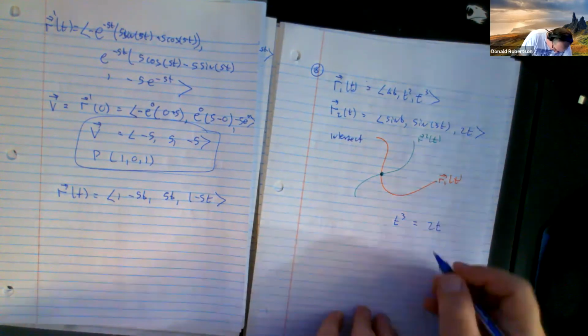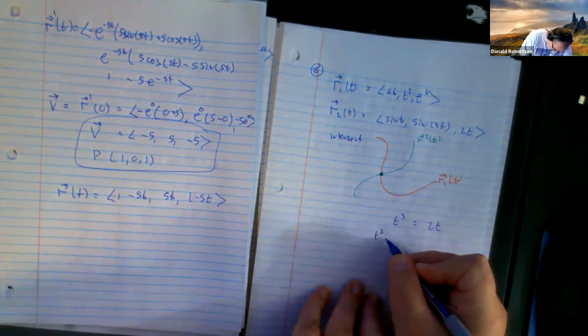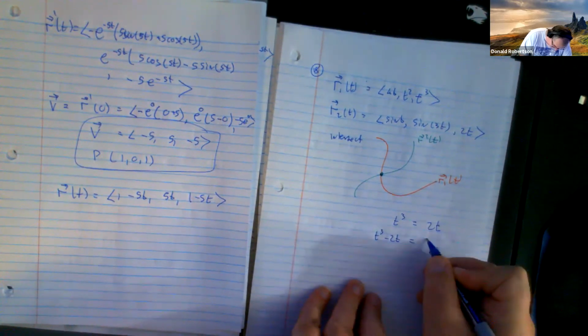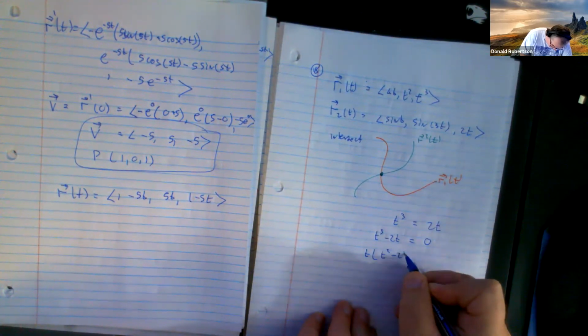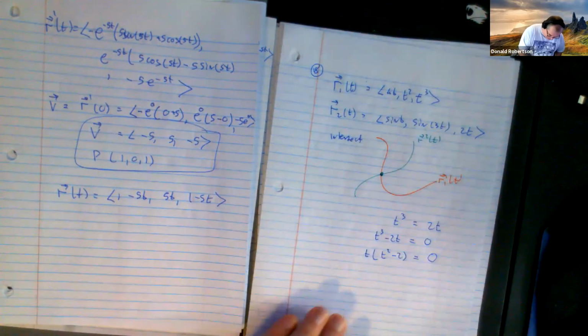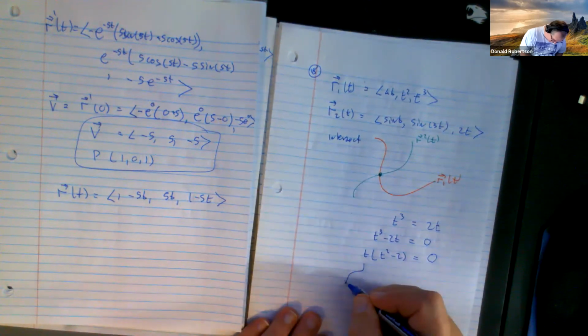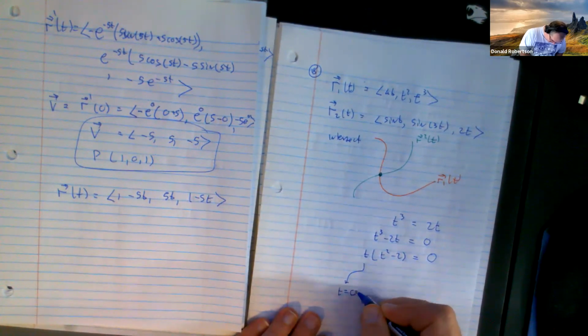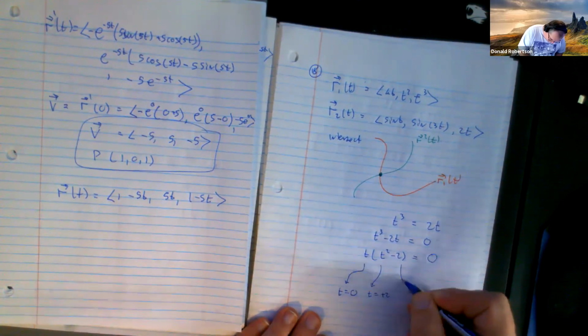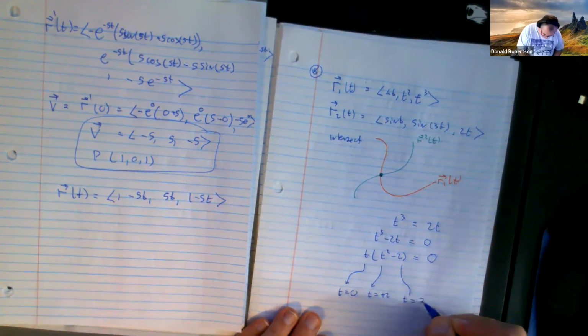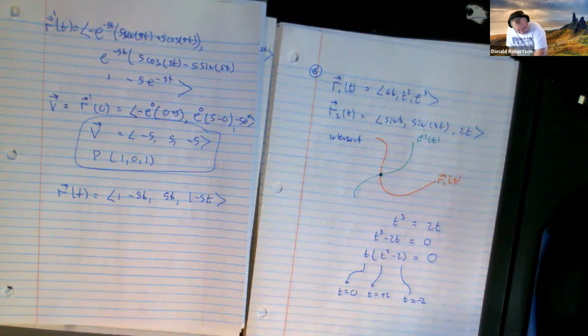Now, if you rearrange this one a little bit, you're trying to solve that. If you pull out t as a common factor, you're going to get that. Now that gives us three solutions: 0, +2, and also -2. We'll assume that this space curve only intersects at one point.